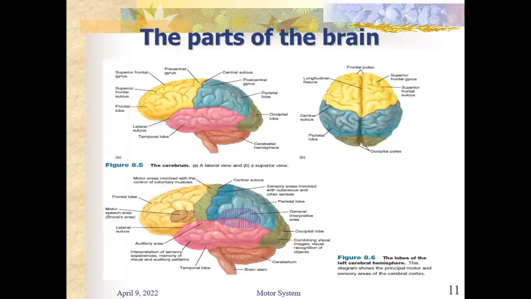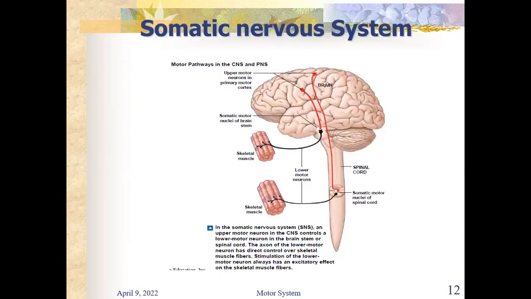This screen shows you the parts of the brain that I think you should be familiar with by now. So the somatic nervous system overview is here. When you look at the somatic nervous system, which is part of the peripheral nervous system, you see here motor pathways in the central nervous system and the peripheral nervous system. You can see the upper motor neurons. This is the somatic nervous system.